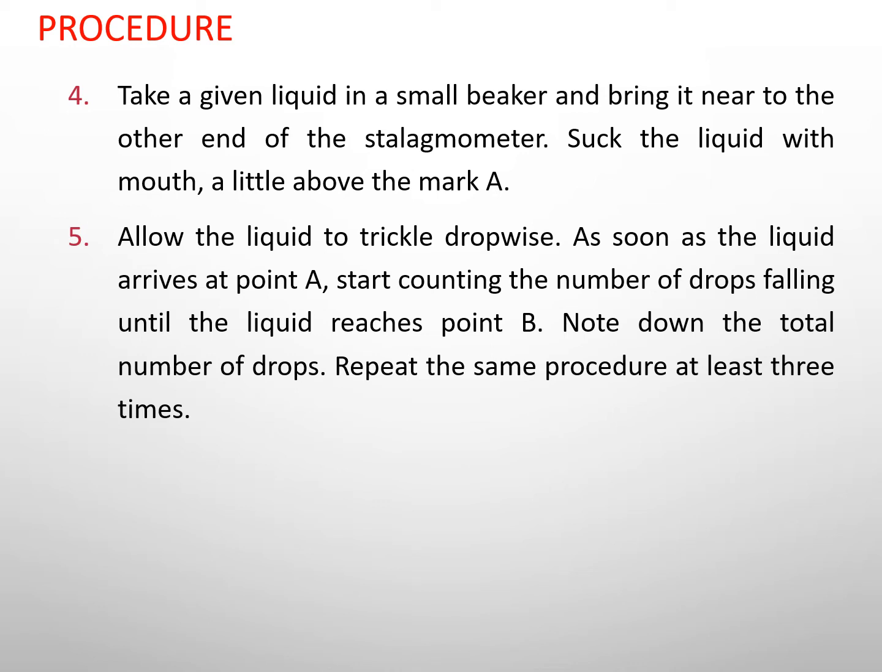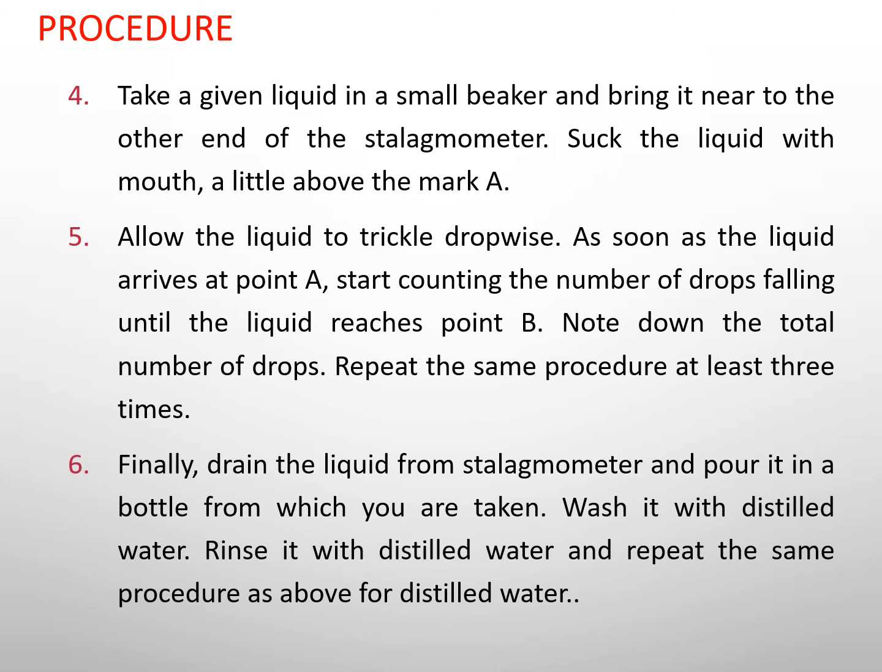As soon as the liquid arrives at point A, start counting the number of drops falling until the liquid reaches point B. Note down the total number of drops. Repeat the same procedure at least 3 times. Finally, drain the liquid from the stalagmometer and pour it into the bottle from which you took it. Wash it with distilled water, rinse it with distilled water, and repeat the same procedure as above for distilled water.